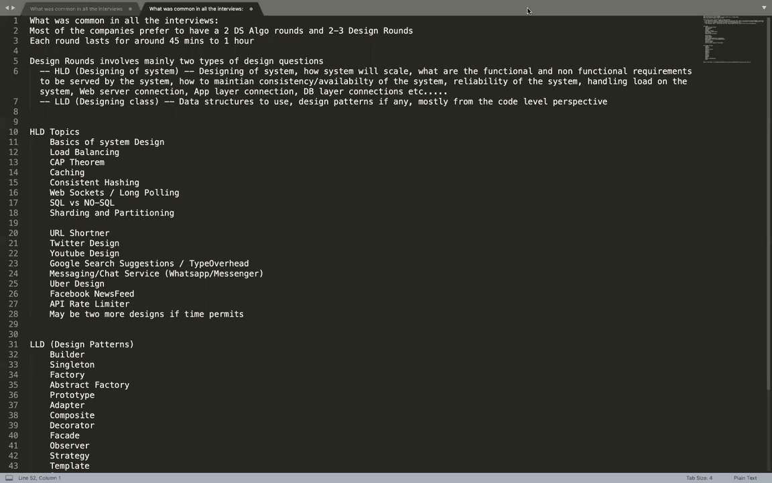One is, just a minute. Cool, thanks. So generally there are two kinds of design. One is high level design, and the second one is low level design.